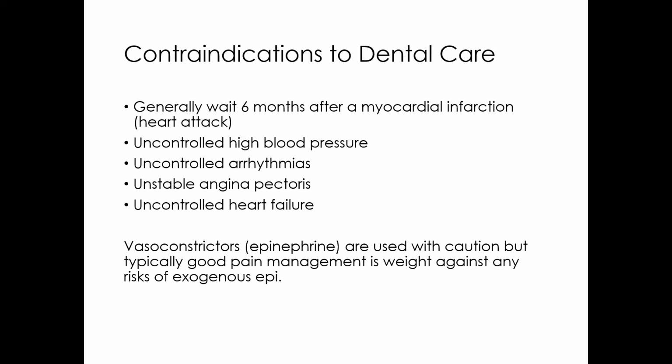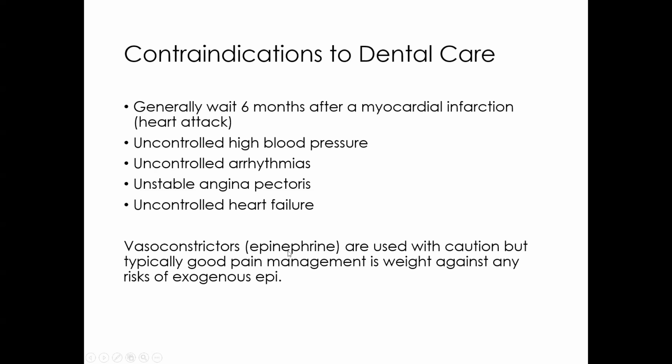Also, if somebody has uncontrolled high blood pressure, we're going to put a pause on treating them. If they have uncontrolled arrhythmia, so their heart is not beating normally, we're going to put a hold on treating them. If they have unstable angina pectoris, where they cannot control the pain and the squeezing, there's something else bigger going on than just your run-of-the-mill angina that somebody would take a nitroglycerin tab for. So if it's unstable, we will put a hold on seeing them, and uncontrolled heart failure. Another thing to always keep in the back of your mind are the vasoconstrictors, the epinephrine that are used in the local anesthetic that we use.